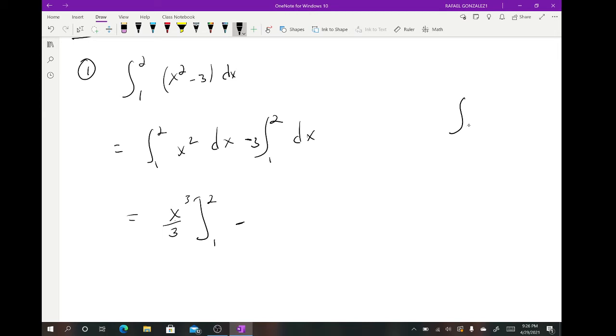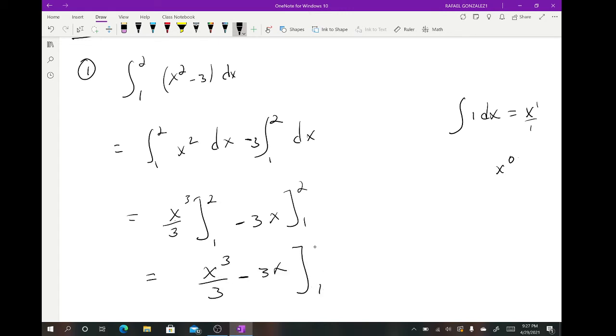And if you remember, the antiderivative of 1 dx is just x, because it's like there's an x to the 0 power there. Remember, anything to the 0 power is 1, and when you add 1 to the exponent, you just get back x to the first. So this is minus 3x, also evaluated from 1 to 2. Now, because I'm evaluating this whole thing from 1 to 2, I could just rewrite it as x cubed over 3 minus 3x, all evaluated from 1 to 2.